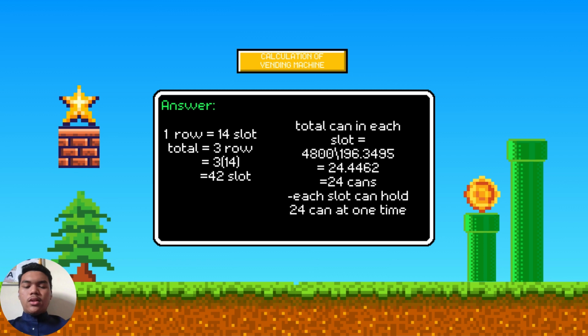So one row equals 14 slots, which is 3 rows, making a total of 42 slots. Next we will find the total cans in each slot. So we divide the total volume of each slot, which is 4,800, by the volume of a can, which is 196.3495 cm cube. We will get 24.4462. So we can conclude that each slot can hold 24 cans at one time.